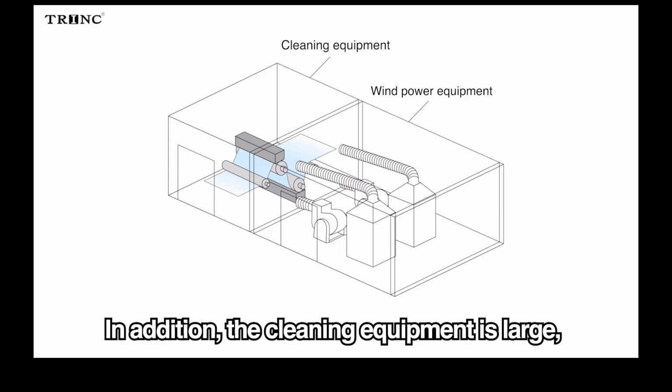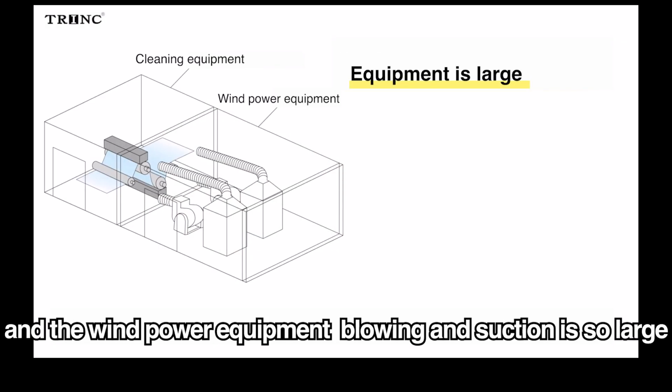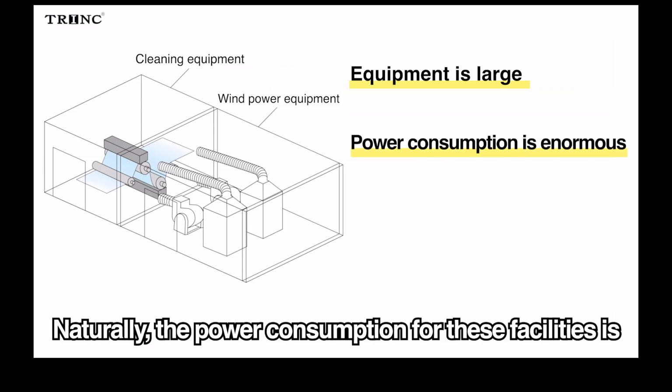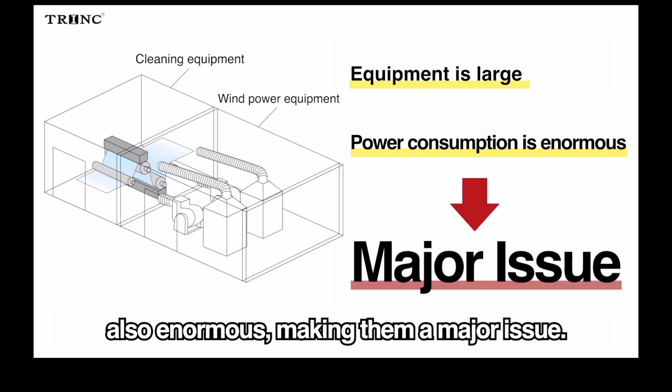In addition, the cleaning equipment is large, and the wind power equipment for blowing and suction is so large that it requires a separate room. Naturally, the power consumption for these facilities is also enormous, making them a major issue.